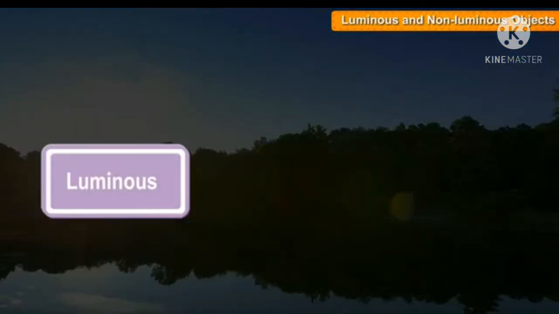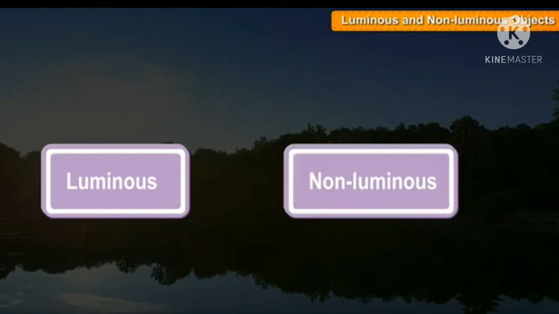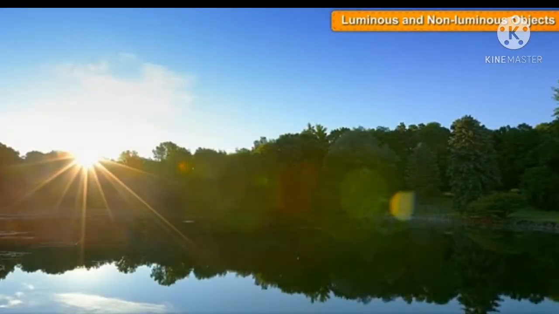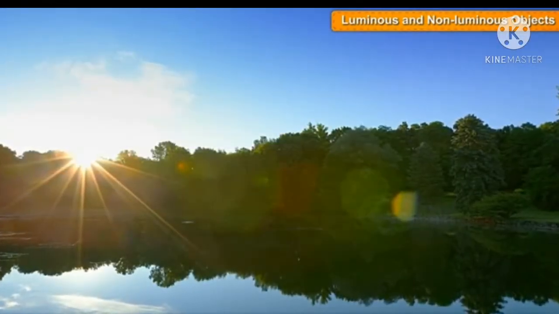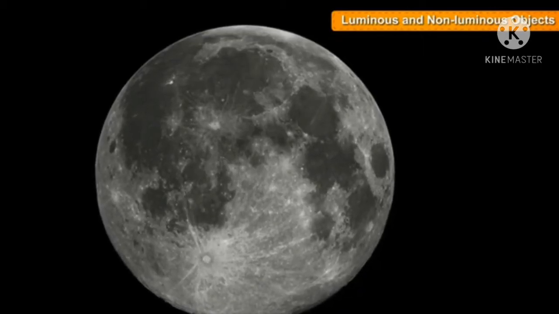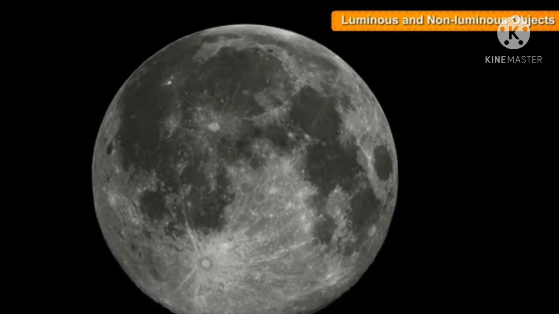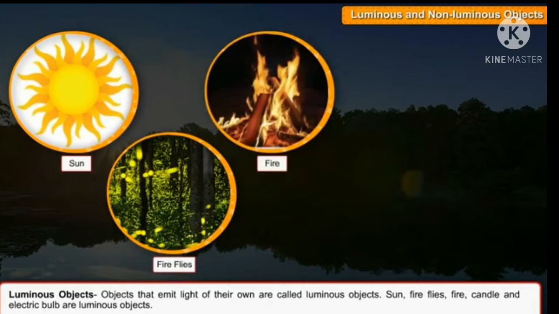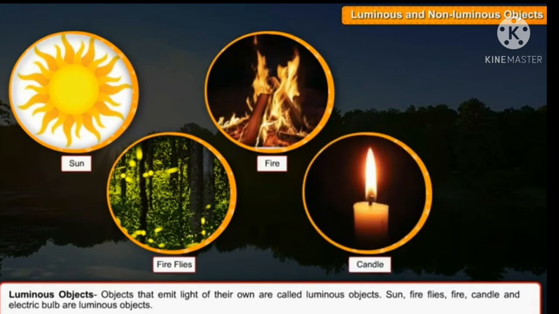Based on whether or not they give out light, objects can be classified as luminous objects and non-luminous objects. Objects that give out their own light are called luminous objects. Objects that do not give out their own light are called non-luminous objects. All sources of light are luminous objects.